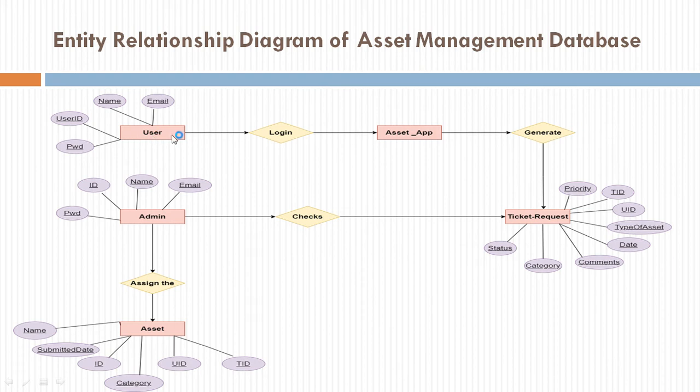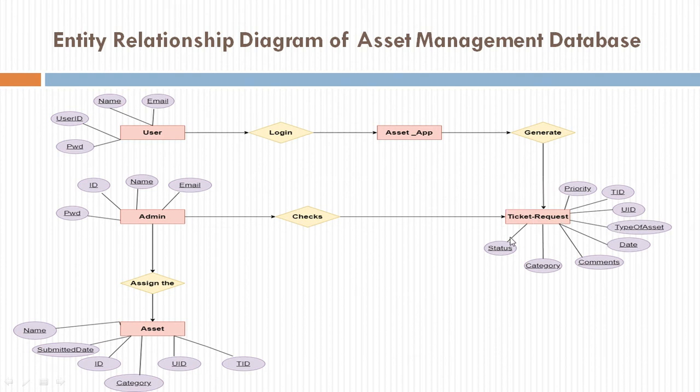If the user has fields like user ID, password, name, and email, he can log in, and he will access the asset tab and generate a ticket request using the fields priority, ticket ID, his user ID, type of asset, the date of the ticket request generation, comments, category, status, all those things.